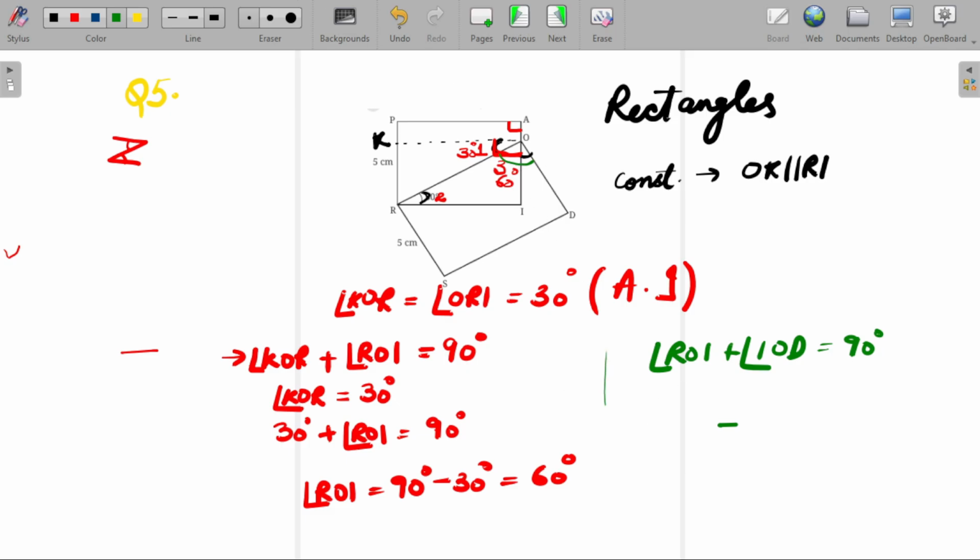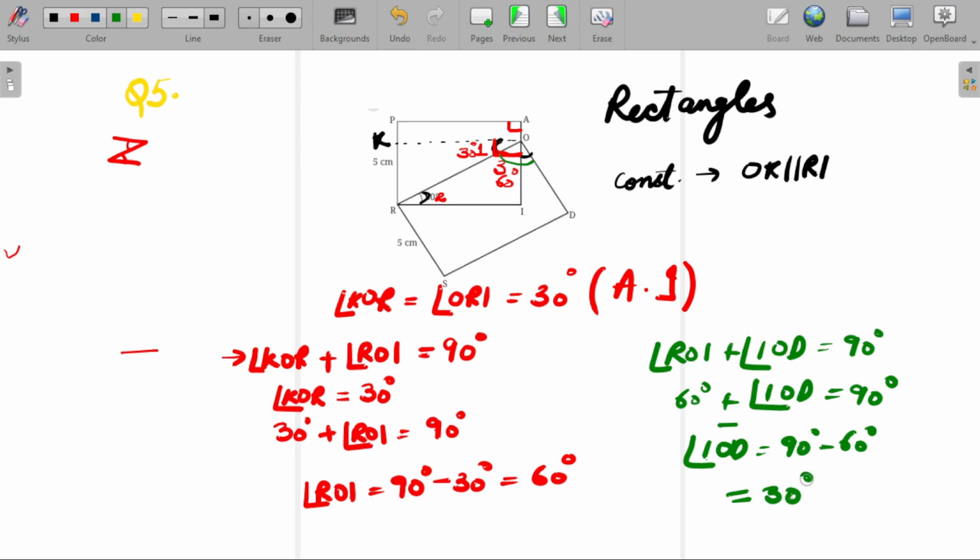Now you have angle ROI, the measurement of ROI is 60 degrees. Angle IOD, that is what we need to find. Angle IOD will be 90 degrees minus 60 degrees. So the answer will be 30 degrees.